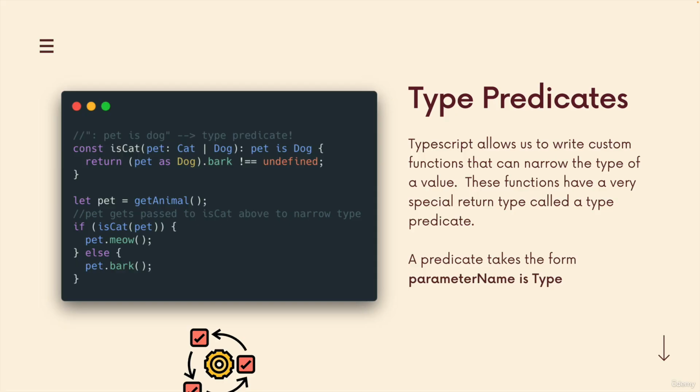But essentially, we can define a custom function like isCat or isUser, isAdmin. They don't have to be named that, but that's usually what we would call them, is something. And then they can tell TypeScript whether a value is of a particular type. They actually can tell TypeScript the type of something. So let me show you what I mean.